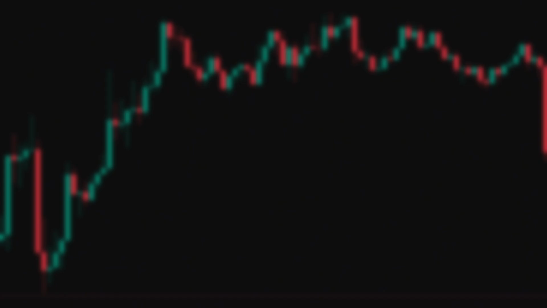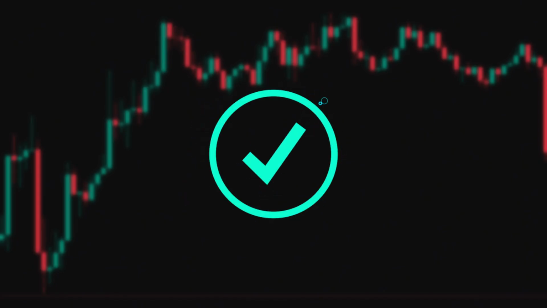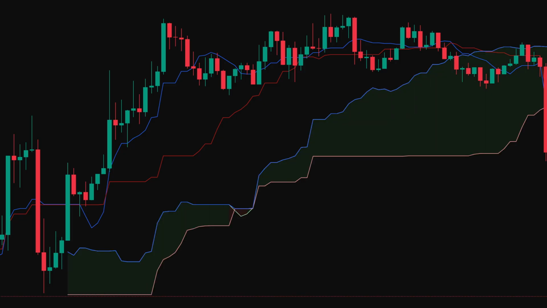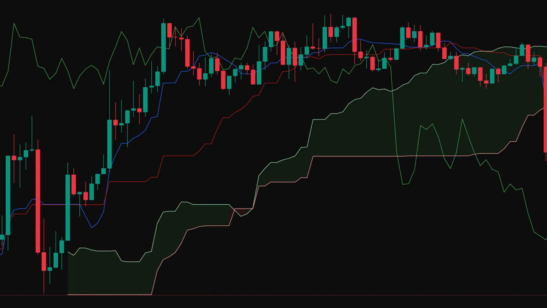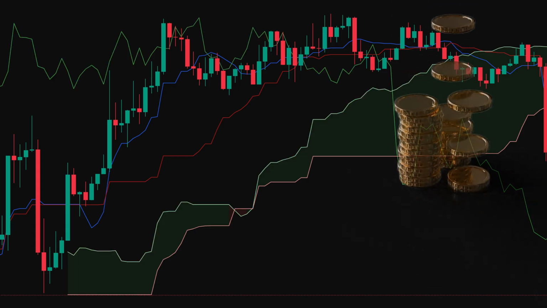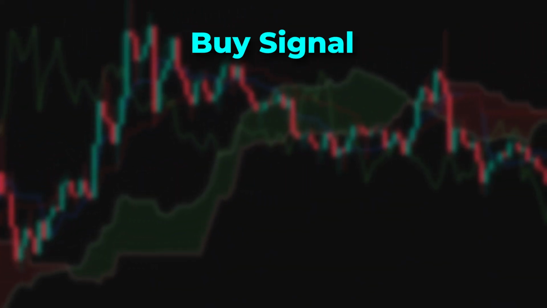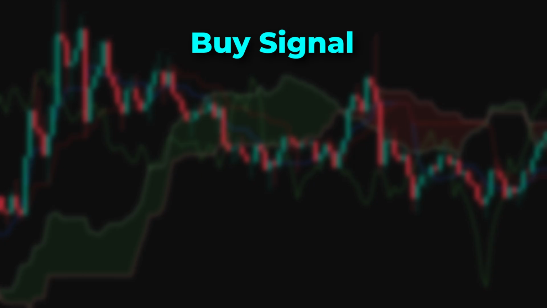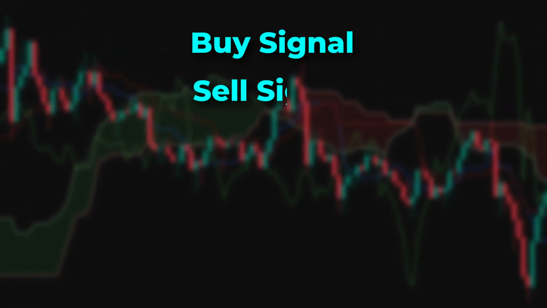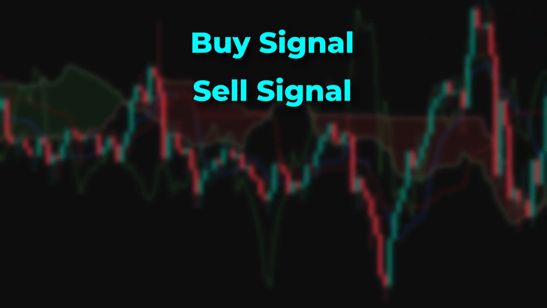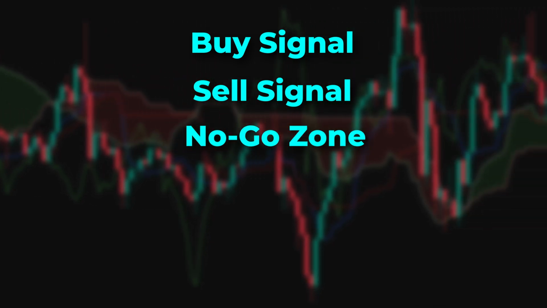Ichimoku isn't just an indicator, it's a complete trading system that spots trends with Tenkan and Kijun crossovers, filters signals with the Kumo Cloud, confirms trades with Chikou span, helps you set smart stops and take profits. Quick recap for your next trade. Buy signal, Tenkan crosses Kijun from below, price is above the cloud. Sell signal, Tenkan crosses Kijun from above, price is below the cloud. No-go zone, price inside the cloud?